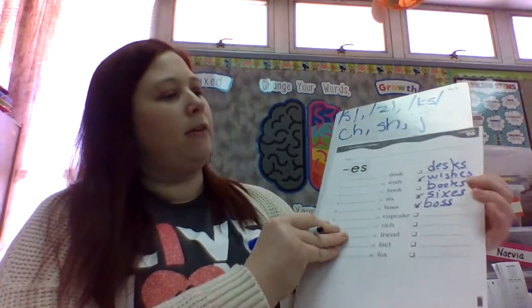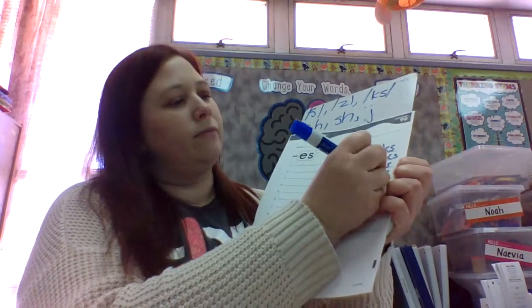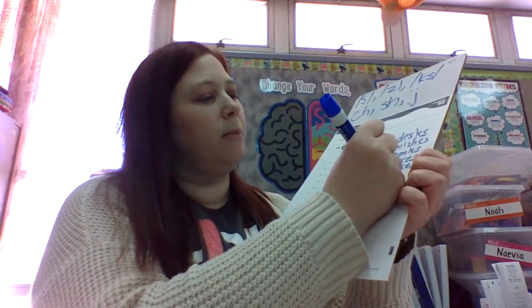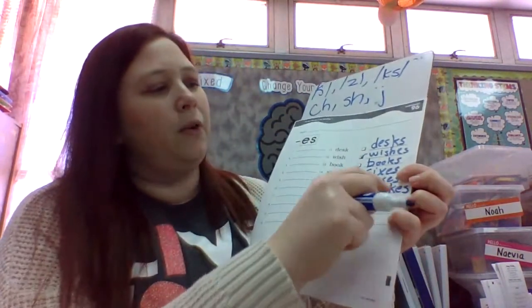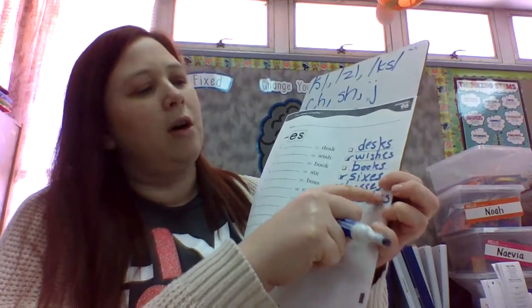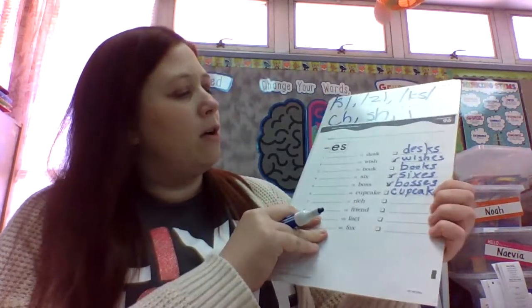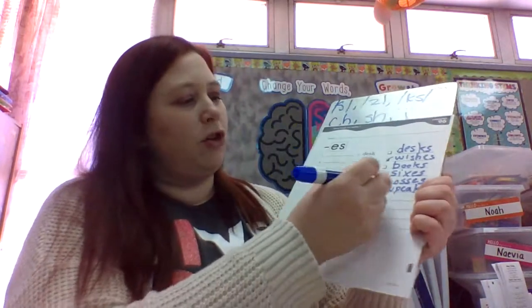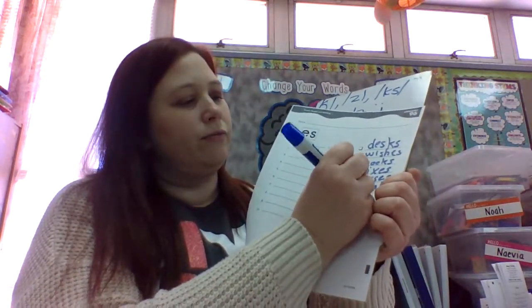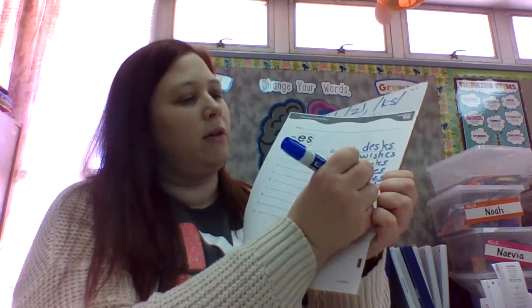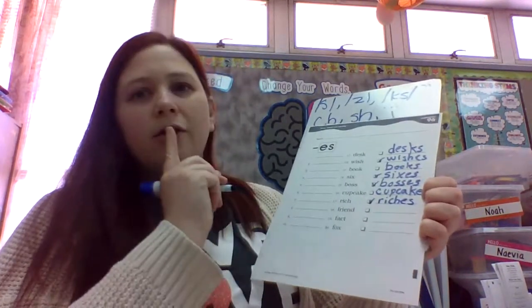We're going to spell bosses. All right. Cupcake. It doesn't end with that sound, so we're just going to spell cupcake and add an S at the end. Now, even though there's an E there, the E is just for cake. It's not an ES. If you were doing a suffix box for this, you would just box off the S. All right, rich. Yep, it's that ch sound, so we're going to check it. Riches.